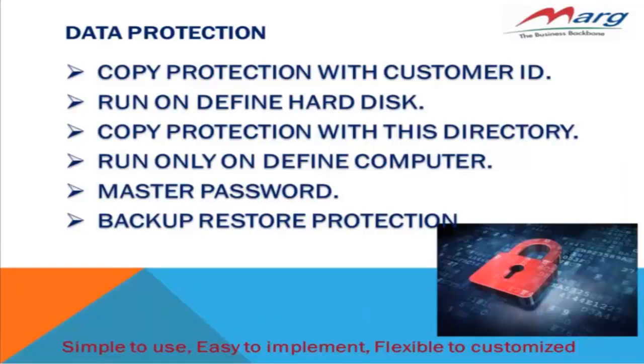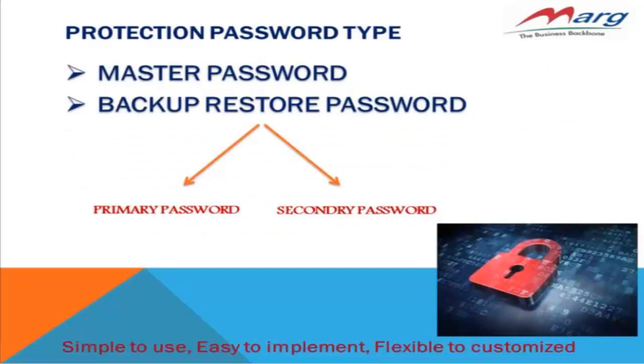These are 6 points for data protection, and about these points we will discuss later. After this, there are two types of password for data protection. The first one is master password and the second is backup restore password. And it has two sub options also: the first is primary password and the second is secondary password. So let's see how you can implement this in the Marg software.